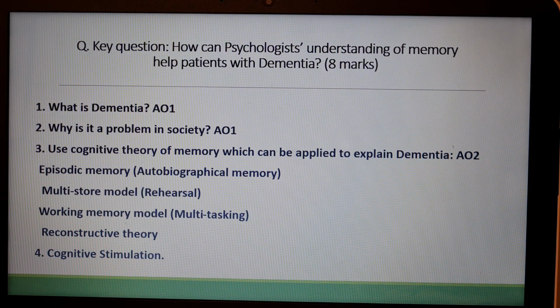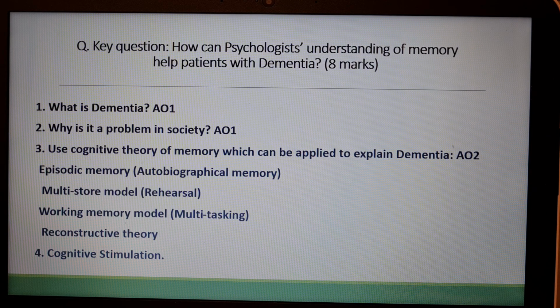Then really finish off by talking about cognitive stimulation treatment and therapy, which again really looks at cognitively stimulating the brains of dementia patients, rehearsal of information, so breaking things down into smaller chunks, taking them to familiar settings, which will really jog their memories.